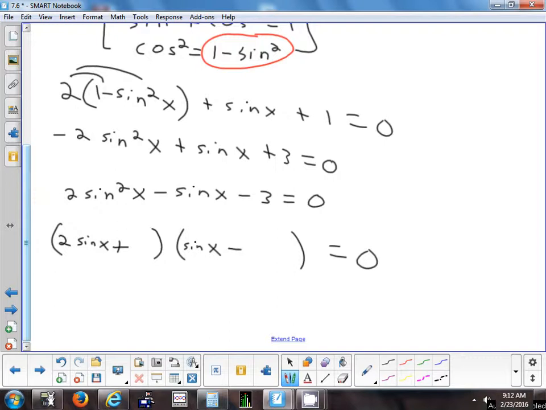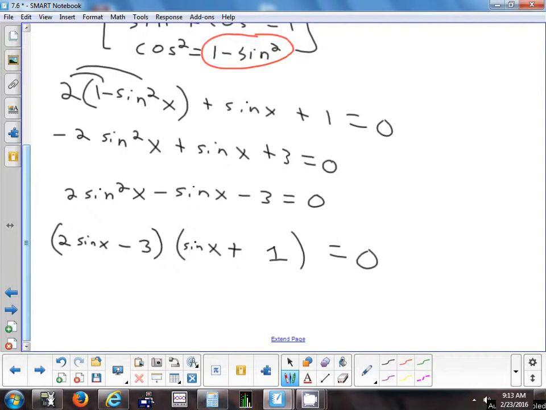1 and 3. I'm going to put the 1 here and the 3 there. Let's check it, but we might have to switch something. This is going to give me negative 2 sine plus 3 sine. Negative 2 plus 3 is a positive 1. So what do I need to flip? Flip my signs. Now I've got 2 sine times 1, that's 2 sine, take away 3 sine, 2 take away 3, that's my negative 1. Perfect. So now we've factored it.